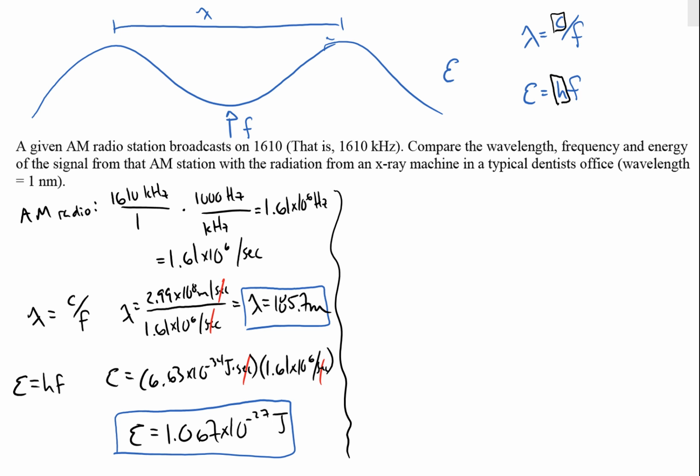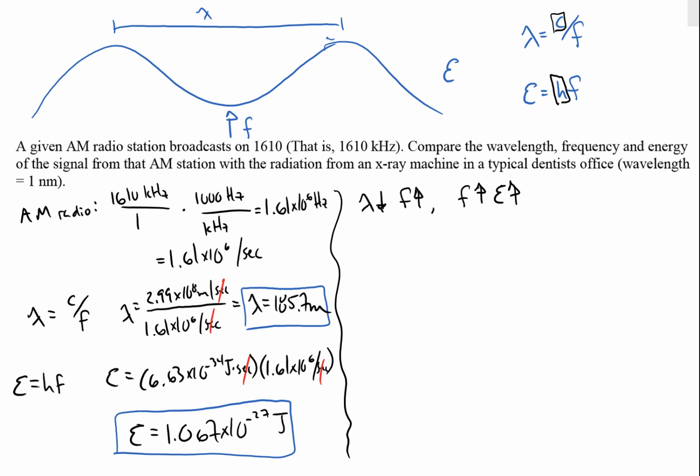Let's now compare this to my X-ray machine. Before we do any math, we see that the X-ray has a shorter wavelength. Knowing that wavelength and frequency are inversely proportional, if the wavelength of my X-ray machine is lower, I would expect the frequency to be higher. Likewise, knowing that the frequency of my X-ray machine is higher, I would expect the energy of that X-ray to be higher than the energy of AM radio. Let's see if we're right on this.